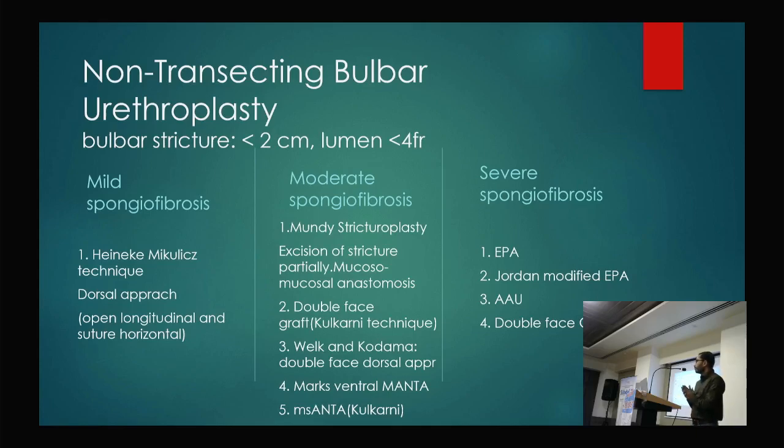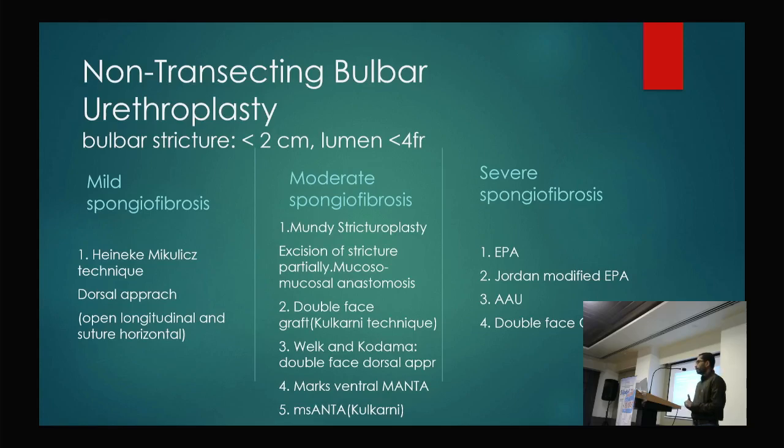If there is mild spongiofibrosis and the mucosa is very pliable, and the stricture is very narrow, less than 2 centimeters, we can just take a longitudinal incision and close it horizontally, which is the Heineke-Mikulicz technique. If the spongiofibrosis is moderate and the mucosa is not pliable, then we need to excise the stricture segment or the scar and put a double face, the dorsal graft as well as the ventral, as the technique described by Kulkarni as well as Wakeford and Kodama.